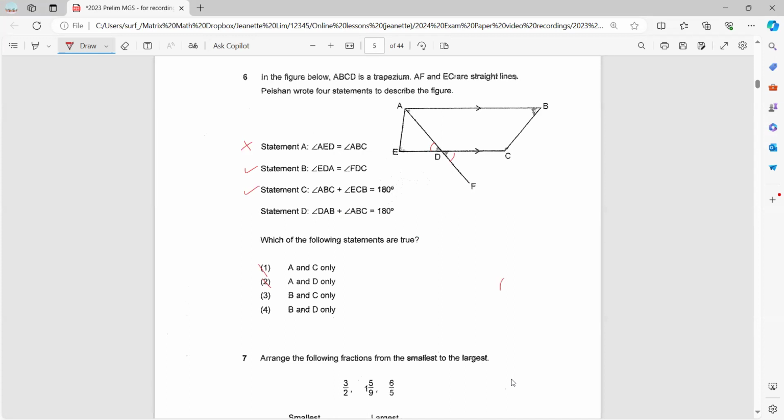But let's check D first. Statement D, DAB plus ABC. Oh, these two are not between parallel lines, so you cannot say that they are equal. They are not equal because AD is not parallel to BC. Okay, so this is not true. So answer is 3.